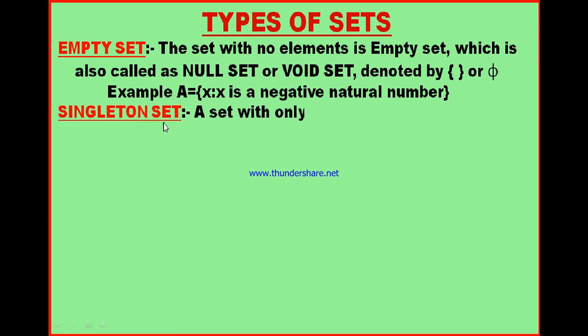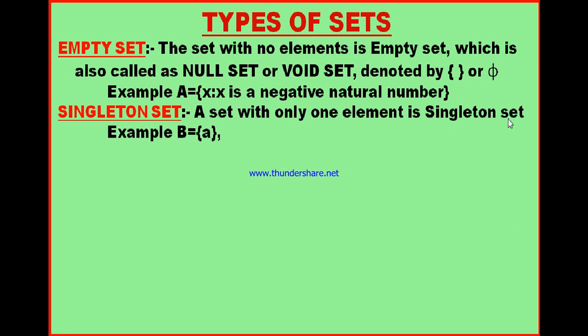Next is singleton set. A set with only one element is called a singleton set. If in any set there is only one element, such a set is called a singleton set. For example, B is equal to set A. Here how many elements are there? Only one element, A. Therefore, this set B is called a singleton set.